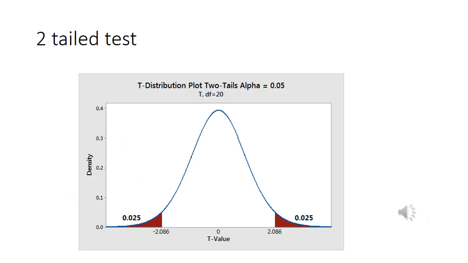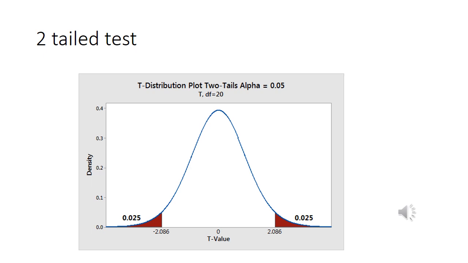So, this diagram in this slide shows T distribution plot for two-tail with alpha is equal to 0.05, where alpha represents the level of significance and df is equal to 20. df represents the degrees of freedom. As shown in the figure, the rejection area is lying on the both sides of the graph.